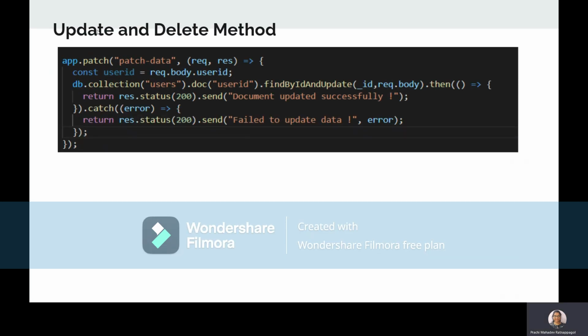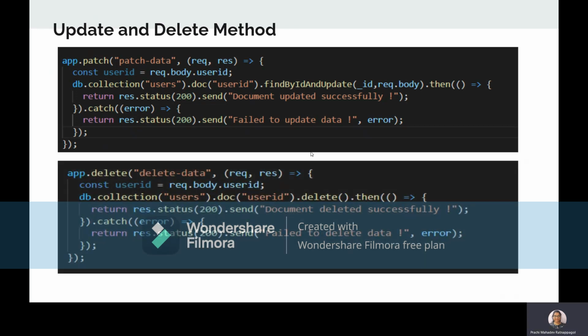Coming towards the update method, update is where we are modifying something. So here we use the method patch. Particularly, I will find a user ID that I want to change or modify. So by this particular function, I will find an ID and then I will update it. Once we update, we'll get a return as document updated successfully, else it will return failed to update the data.